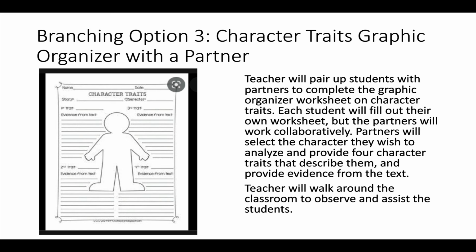My third branching option is the Character Traits Graphic Organizer worksheet with a partner. I will pair students up with partners to complete a worksheet on character traits. Each student will fill out their own worksheet, but the partners will select the character they wish to analyze and provide 4 character traits that describe them and provide evidence from the text. I will walk around the classroom to observe and assist the students.